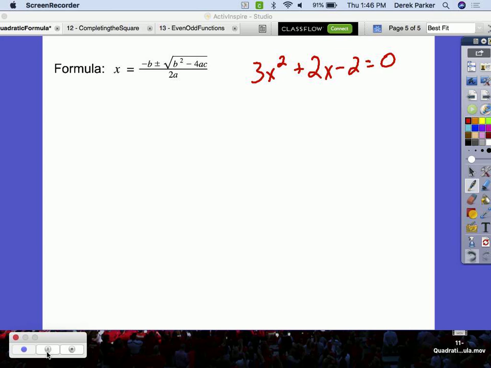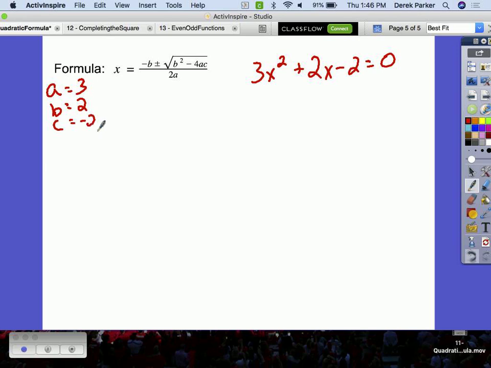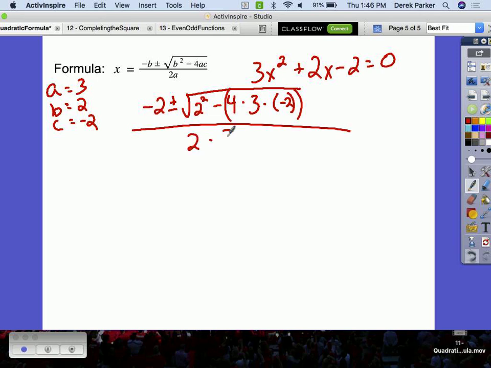The last example that I want to do is 3x squared plus 2x minus 2 equals 0. First step, always make sure it's set to 0. That's step one. Step two, identify A, B, and C. A is 3, B is 2, C is -2. Now let's plug it in, and I get -2 plus or minus the square root of 2 squared minus 4 times 3 times -2, and all of that's divided by 2 times 3.